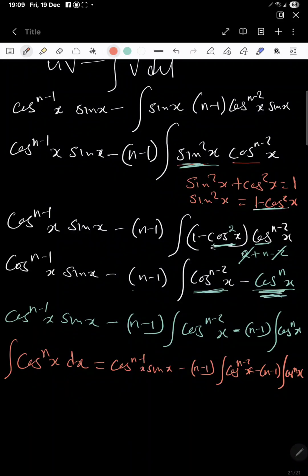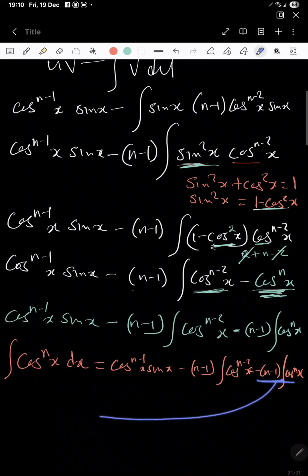So by doing so, what you need to do now is to collect like terms here. You've seen that this one and this one at the far end there are like terms, because we have cos to the power n x here, and we also have cos to the power n x.